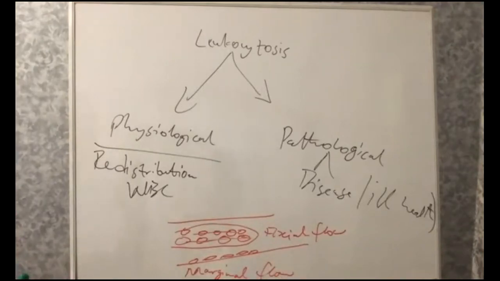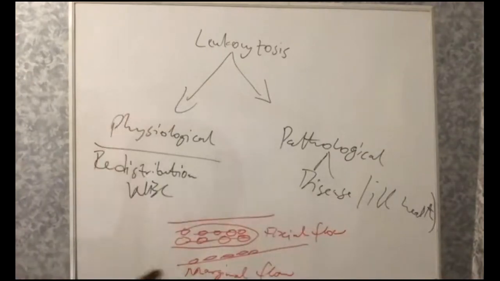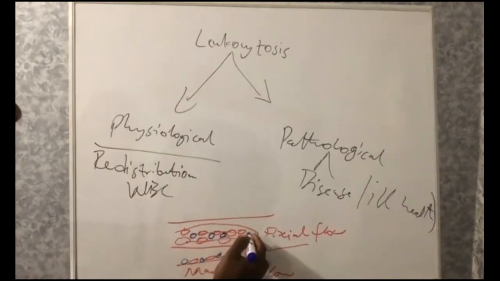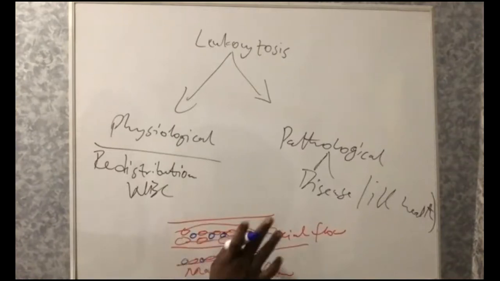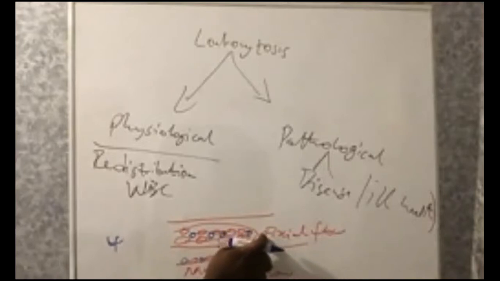All right. So normally, when you take somebody's blood, you take it from the axial flow. In people who are having physiological leukocytosis, in the marginal flow, we have some of the white blood cells flowing over there, and we have some of the white blood cells flowing in the axial flow. So let's just use 4 of them as an example. If you are taking the blood from this particular vessel, you are taking it from the axial flow.